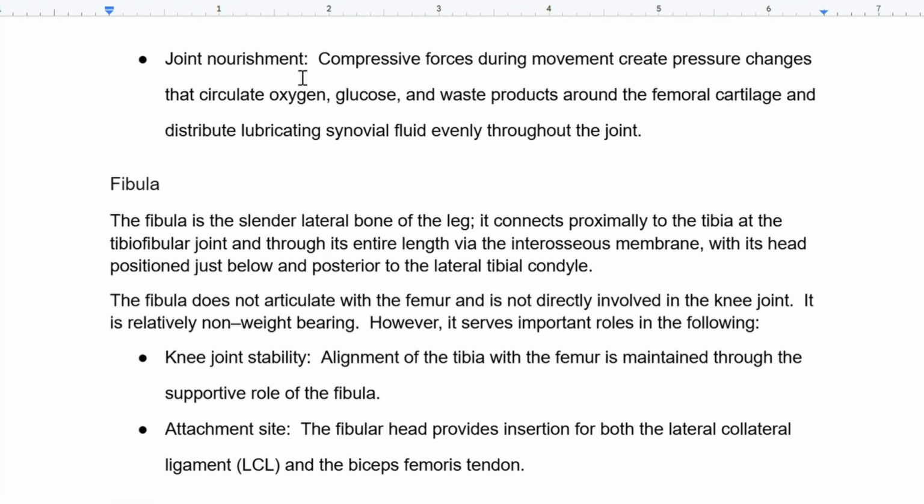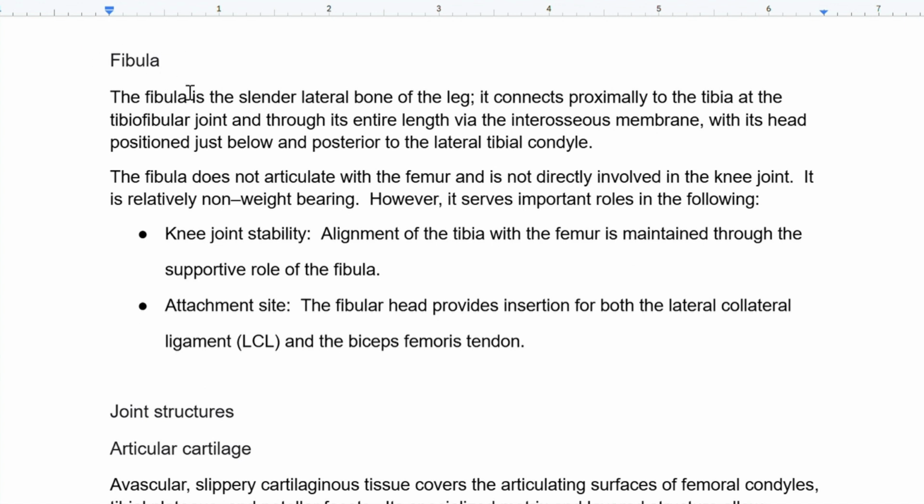Joint nourishment. Compressive forces during movement create pressure changes that circulate oxygen, glucose, and waste products around the femoral cartilage and distribute lubricating synovial fluid evenly throughout the joint. The fibula. The fibula is the slender lateral bone of the leg. It connects proximally to the tibia at the tibiofibular joint and through its entire length via the interosseous membrane, with its head positioned just below and posterior to the lateral tibial condyle.